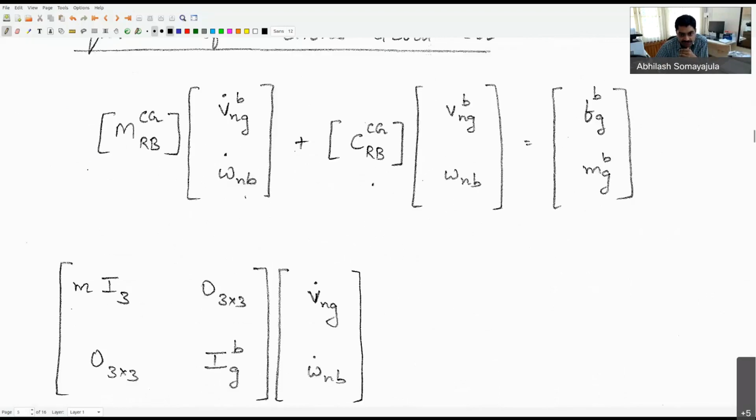So putting everything together, we found that the total equations of motion can be expressed as this. You have some mass matrix times the velocity vector, and this is composed of a 6x1 generalized velocity vector composed of 3 velocities in the linear direction and 3 in the angular direction. And this is the derivative of that, so we have v dot nb and omega dot nb. And that is added to a centripetal term. So this is the Coriolis matrix.